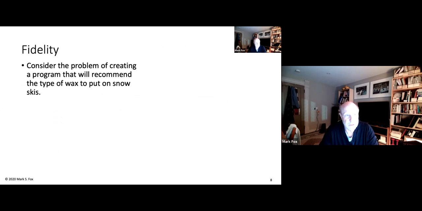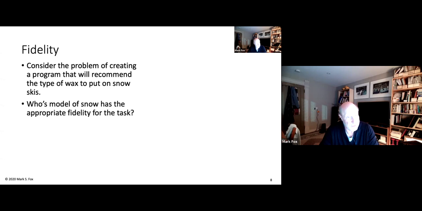Consider the problem of creating a software program that will recommend the type of wax to put on snow skis. Okay, we're getting closer to winter, especially here in Canada. Hopefully we can be skiing sometime this year, depending upon what COVID does to us. And the question is, if we create a knowledge representation to support the decision-making task of recommending the type of wax to put on a snow ski, whose model of snow do we use? Whose model of snow has the appropriate fidelity for the task?